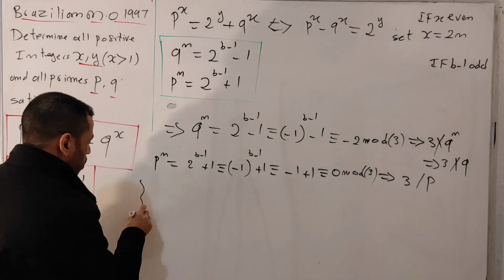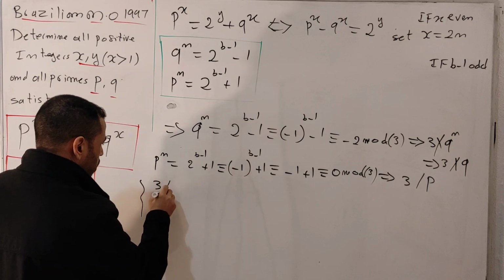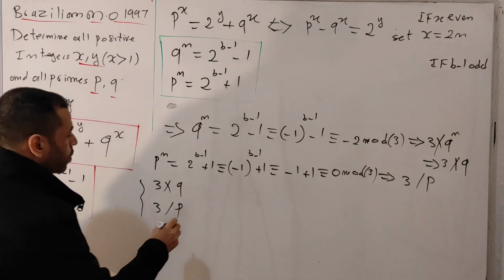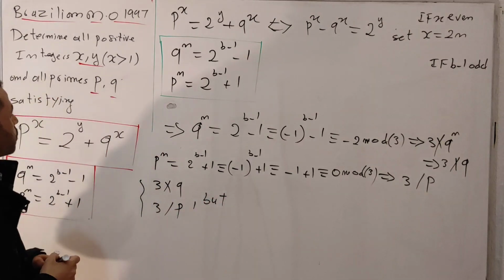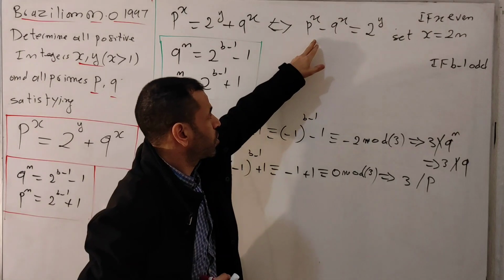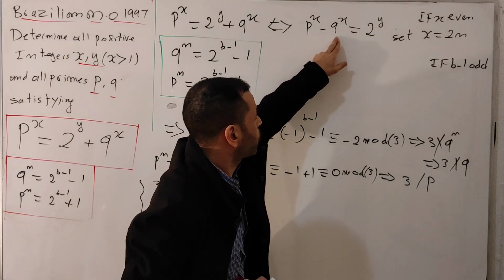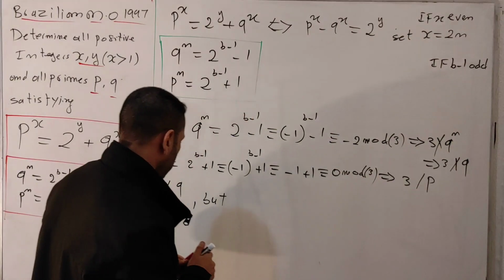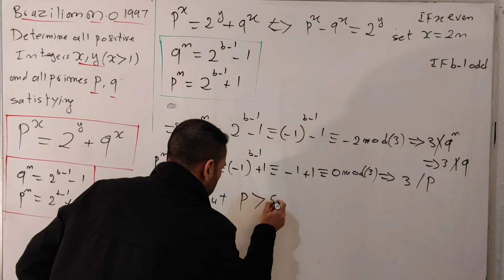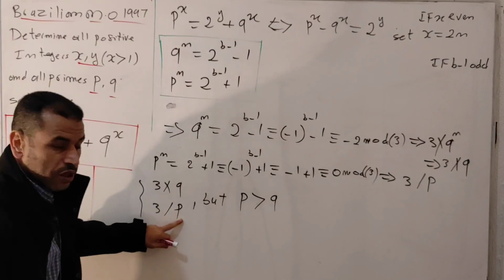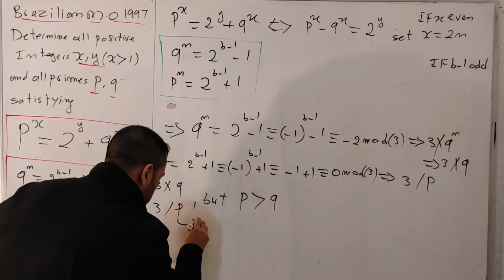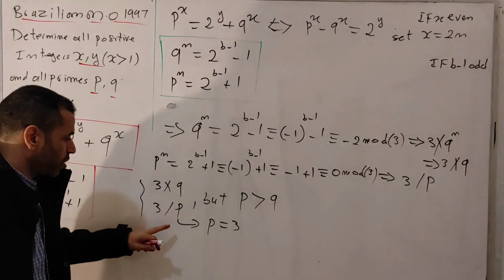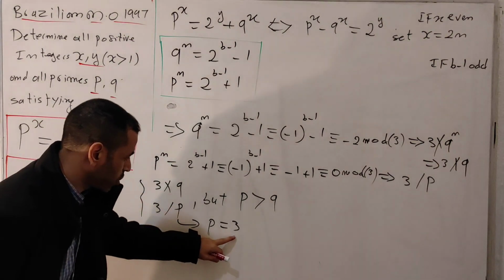So I have two results: 3 does not divide q, and 3 divides p. But if you take a careful look at the original equation, the difference of 2 primes is given as a positive number. That means p is bigger than q. If 3 divides p, what does this mean? This is telling us p equals 3, because both are primes. The only way to get 3 dividing p is for p to equal 3.